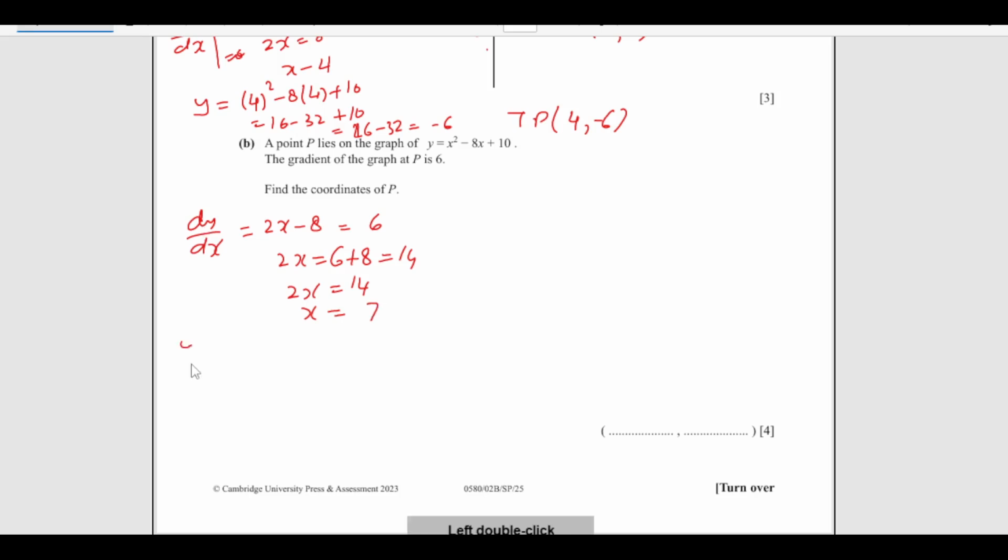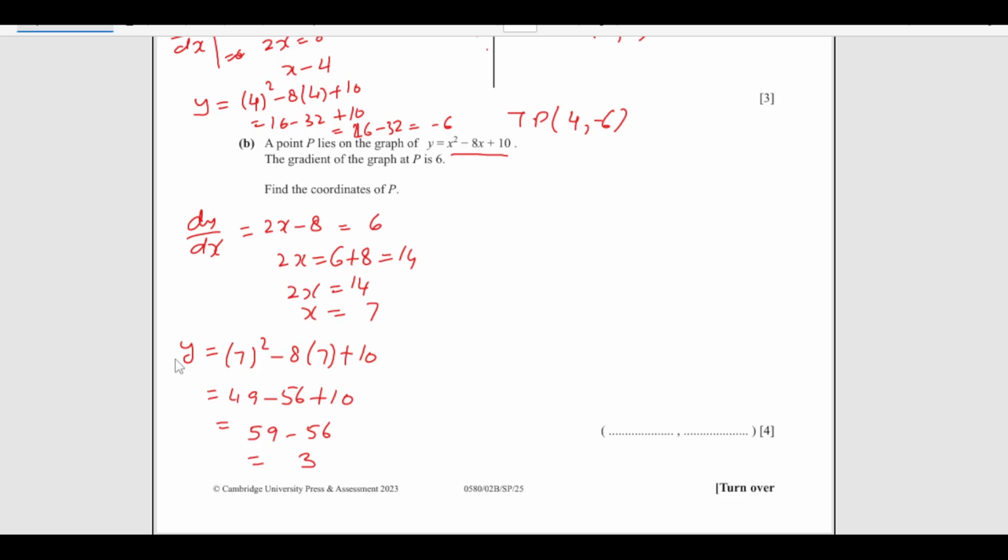So when x is 7, what will be y? So replace in this equation x as 7. So this is 7 squared minus 8 times 7 plus 10, 49 minus 56 plus 10. Do the calculation carefully, guys. You know that now you don't have a calculator, so I'm just reminding you again and again. So this is 7 and 3.